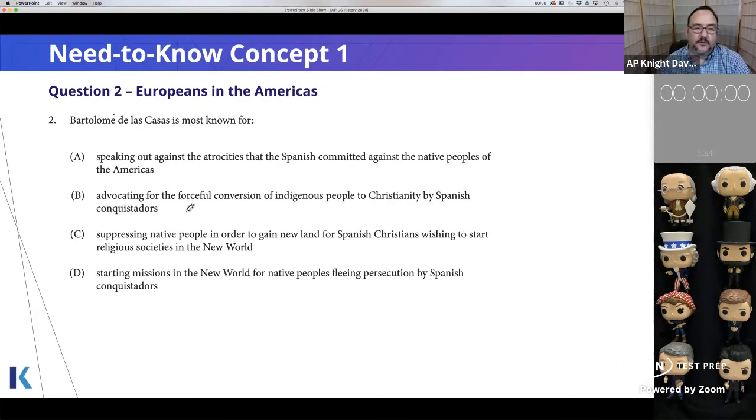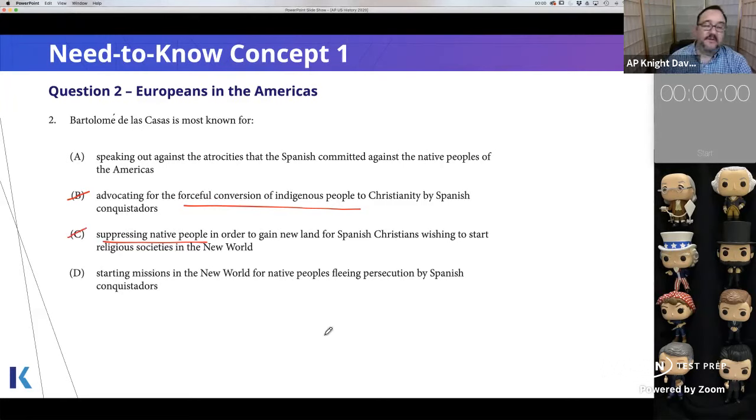Advocating for the forceful conversion of indigenous people. We just read him angry about that, so that's not what he's doing. So B is out of there. Suppressing native people? Again, no. So now it comes down to A and D.